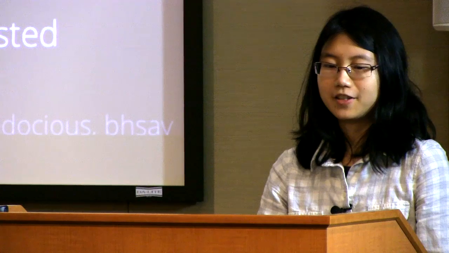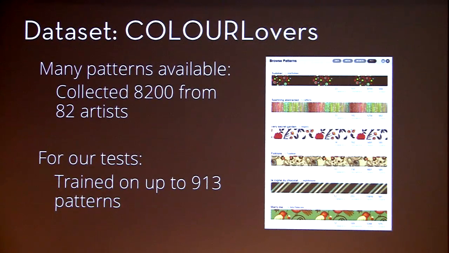So in this project, we draw our examples from an online pattern sharing site called Color Lovers. There are many color patterns available on the site from different artists. We were able to collect 8,200 patterns from the top 82 artists, though many more exist. For our experiments, we trained models on up to 913 of these patterns. So using these examples, we can now learn how to suggest good colorings.